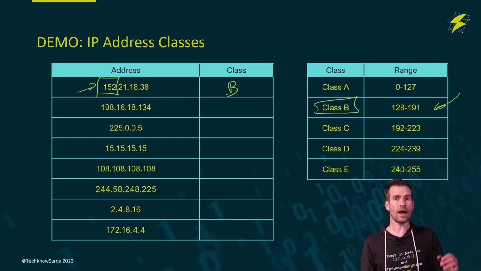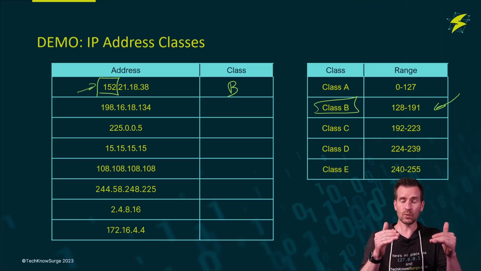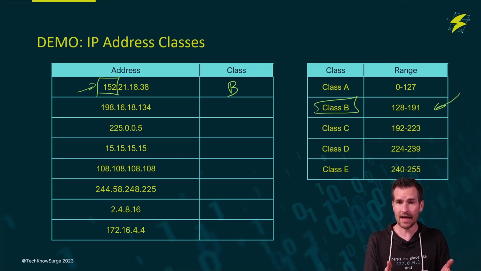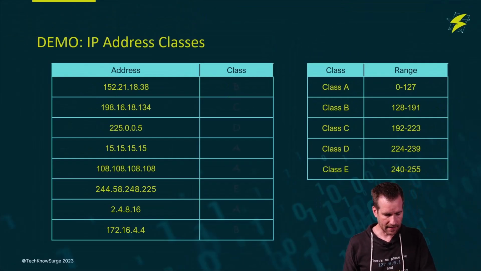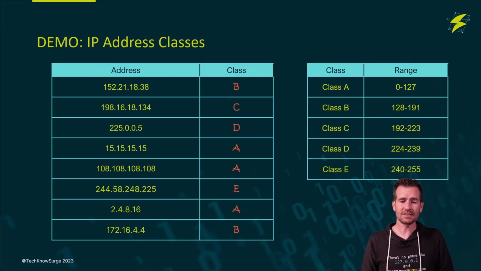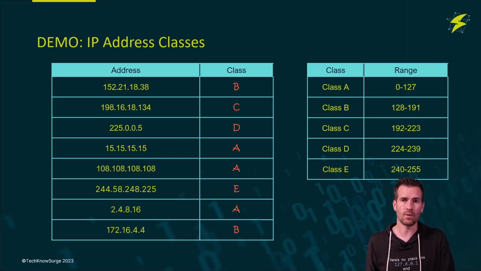To make sure that you have this down, go ahead and pause the video at this point in time and go through these different IP addresses and determine all of the classes. Then you can play to find out if you got the right answer. Let's take a look at the answer here. There are the answers. Here again, you can pause and check your work to make sure that you're accurate with your work.